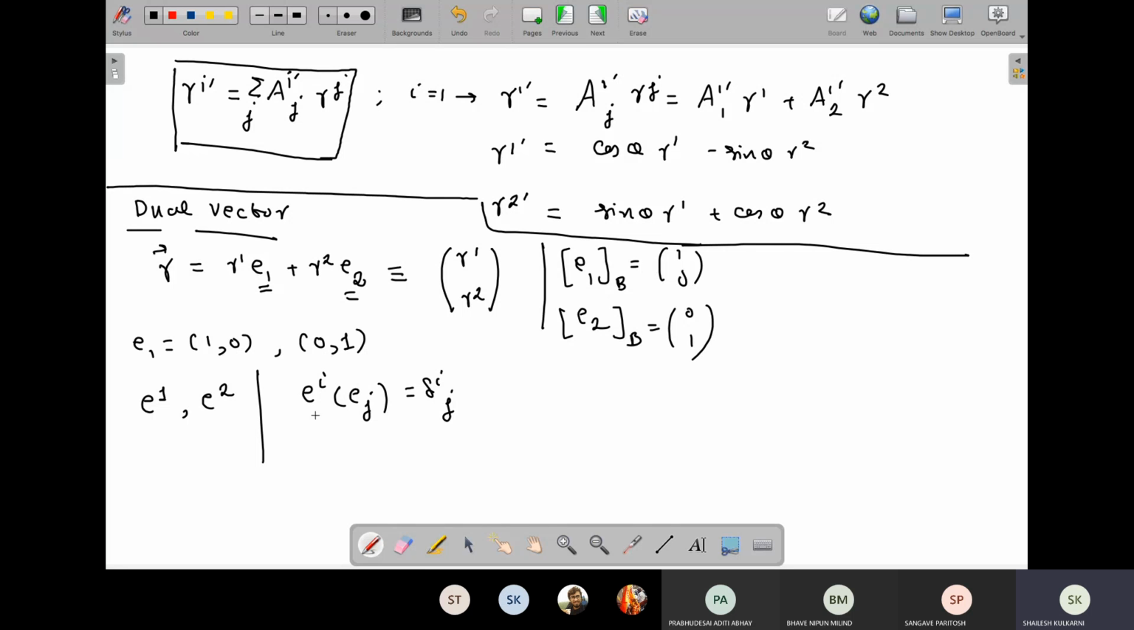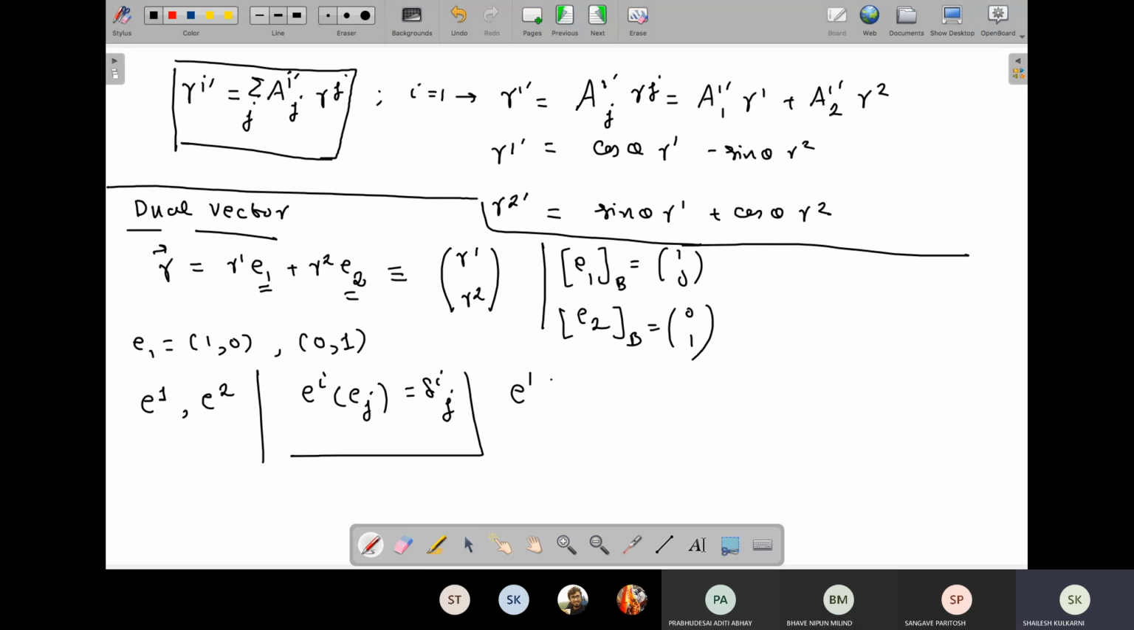What is this natural action? Suppose I have E_I, E_J. If E1's column representation is (1, 0), and its vector representation is the row vector (1, 0), then what could your E upper 1 be? So let us break it into components.